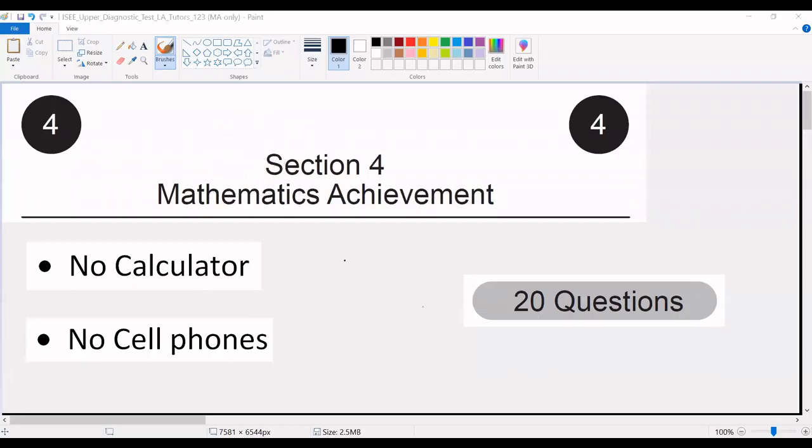Here we go again. One of my students has requested we go over this upper level ISEE or SSAT diagnostic test, sourced from LA Tutors. This test is also an excellent way to prepare for SAT math as well. We just need to remember on the ISEE and SSAT, we are not allowed calculators at all. And on the SAT, there is a no calculator section.